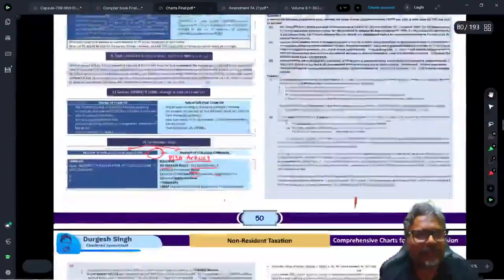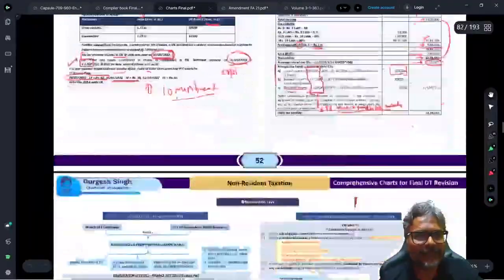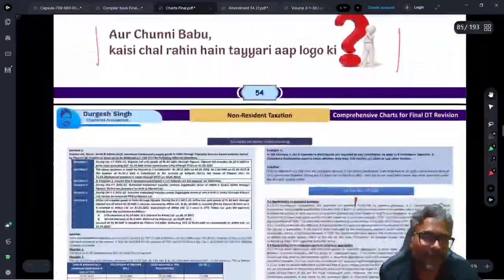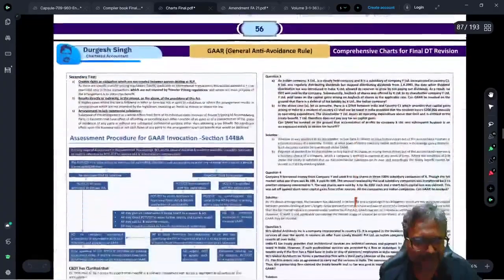Every attempt, students, we all are aware that the transfer pricing provision comes for approximately around 10 marks, out of the 30 marks of your examination.